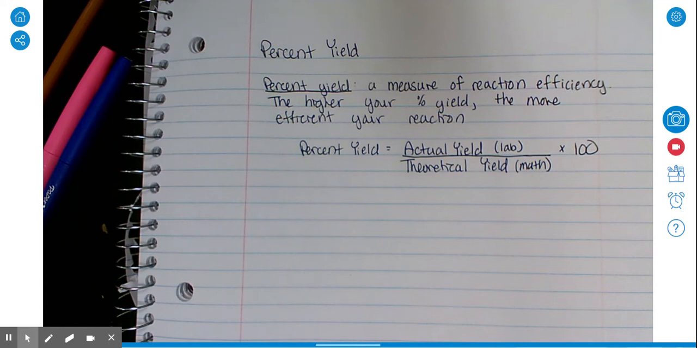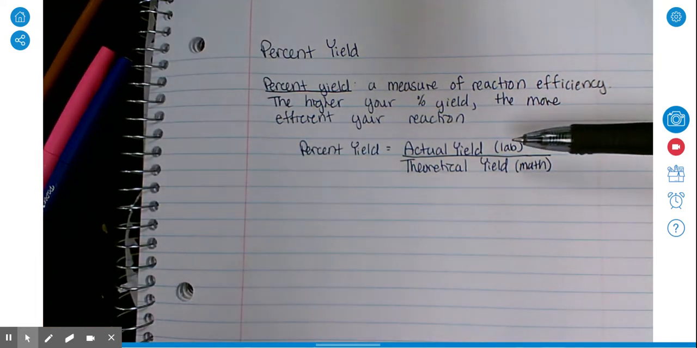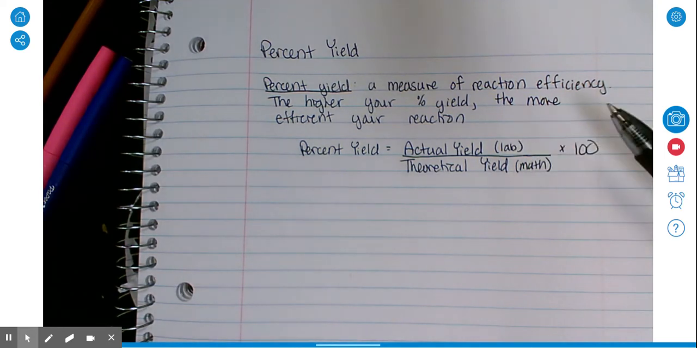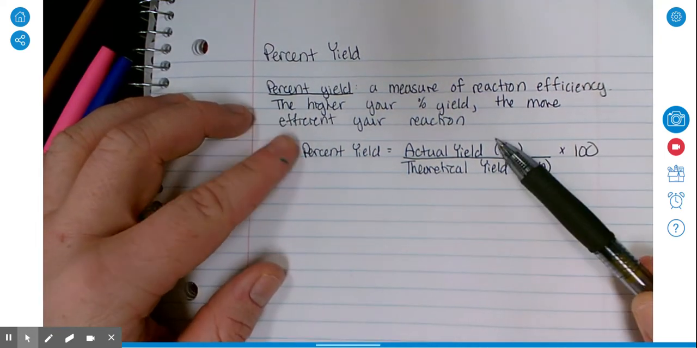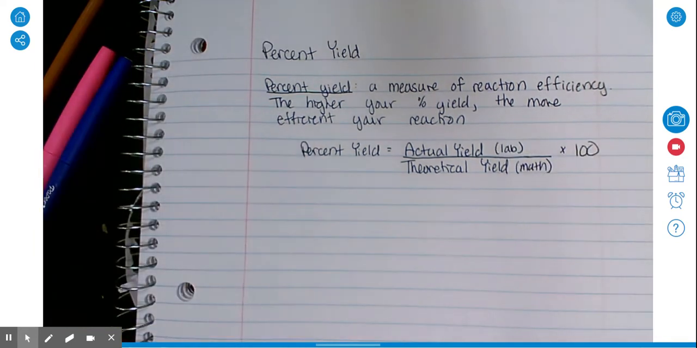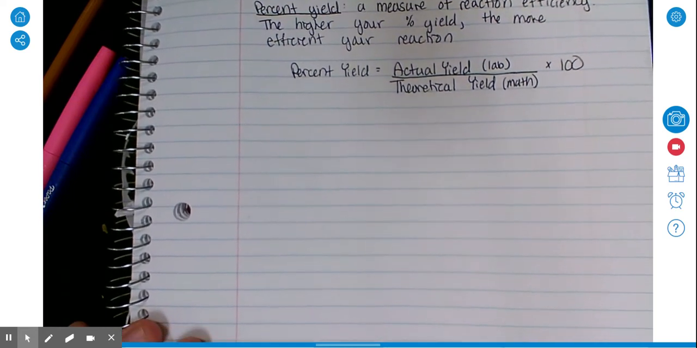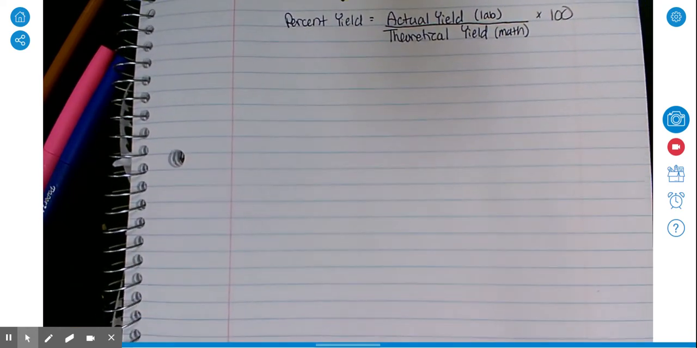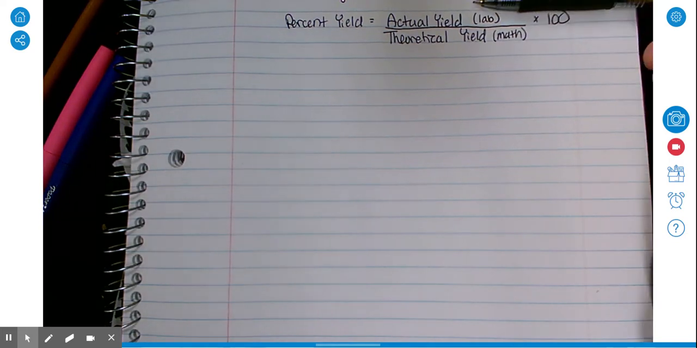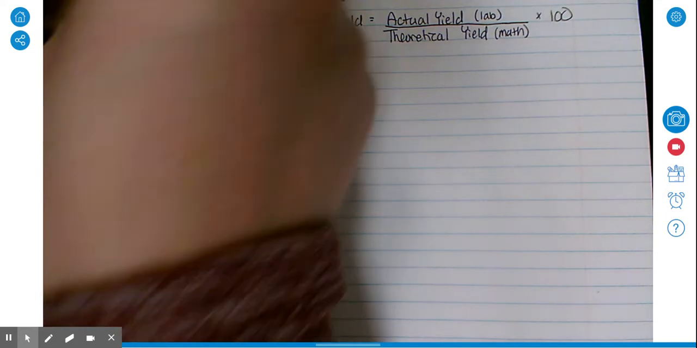So all you're doing now is taking one extra little piece of data, an actual yield, that's going to have to be given to you. Theoretical yield you can calculate, but percent yield or actual yield will have to be given to you in order to complete the calculation. Now, I'm going to start off first with an example, and then I'm going to go back and talk about reasons why actual yield might be different from theoretical yield.